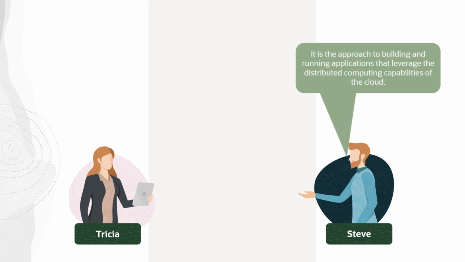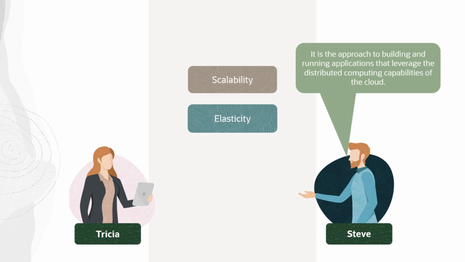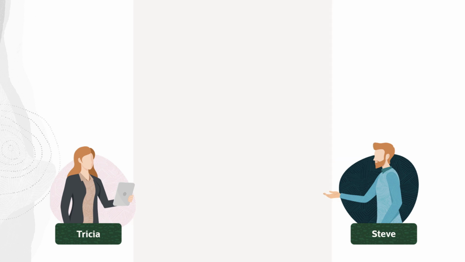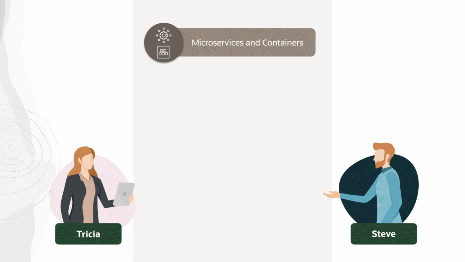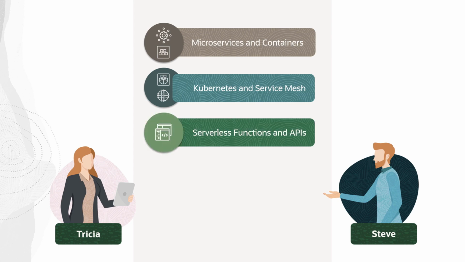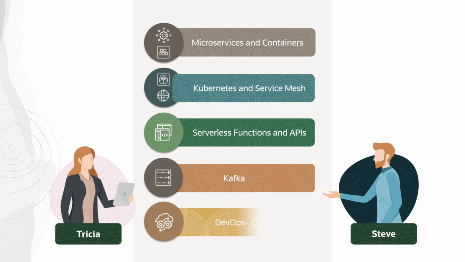He describes it as the approach to building and running applications that leverage the distributed computing capabilities of the cloud. Cloud native apps are designed to capitalize on the scale, elasticity, resiliency, and flexibility offered by the cloud. Steve highlights various technologies that enable cloud native development, including microservices and containers, Kubernetes and service mesh, serverless functions and APIs, Kafka, and DevOps practices, as well as CI/CD pipelines.